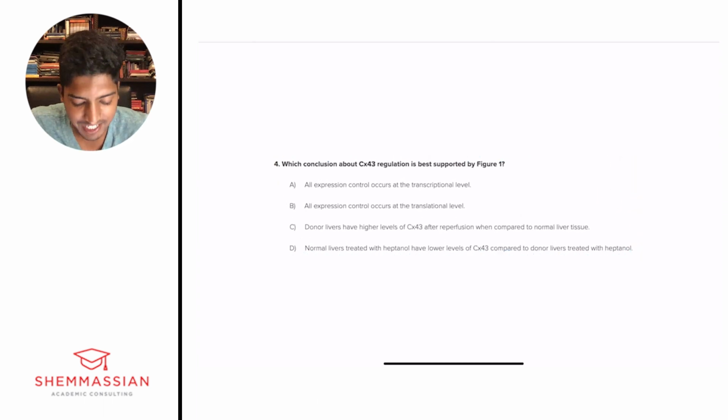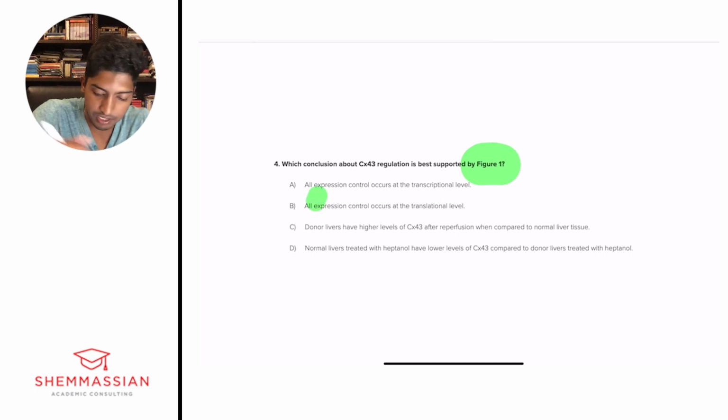Which conclusion about CX43 regulation is best supported by Figure 1? Is it A, all expression control occurs at the transcriptional level, B, all expression control occurs at the translational level, C, donor livers have higher levels of CX43 after reperfusion when compared to normal liver tissue, or D, normal livers treated with heptanol have lower levels of CX43 compared to donor livers treated with heptanol. All right, so right away, we know exactly where to look. Figure 1, right? And it's talking about CX43 regulation in Figure 1, okay?